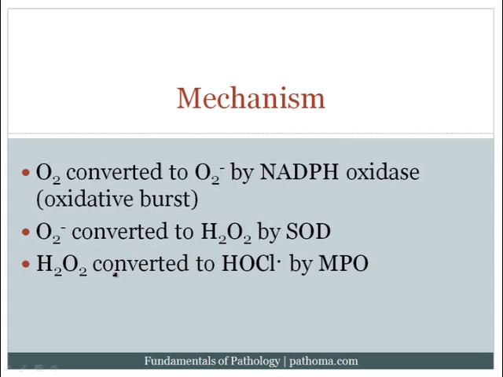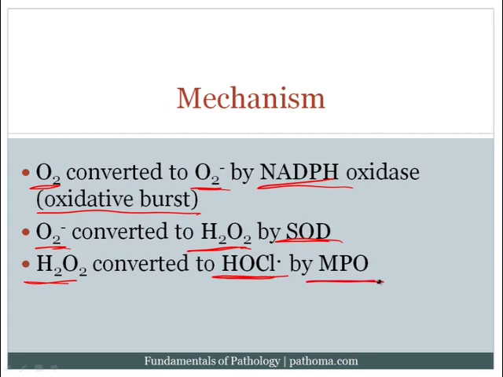All right, next slide. Now, what's the mechanism? I've already gone through this, but let's read through it one more time. Oxygen is converted to superoxide by NADPH oxidase. That's also called the oxidative burst, by the way. Superoxide is quickly converted to hydrogen peroxide by superoxide dismutase, and then hydrogen peroxide is converted to HOCl, or bleach, by myeloperoxidase. So all of these enzymes are high yield.